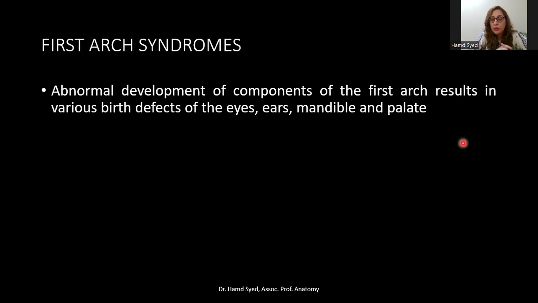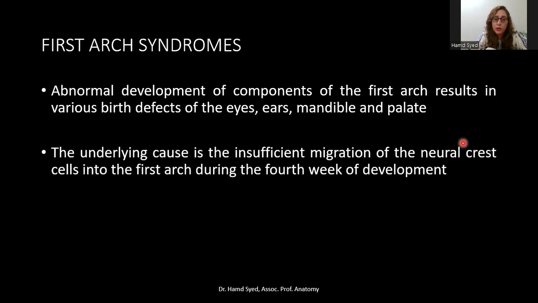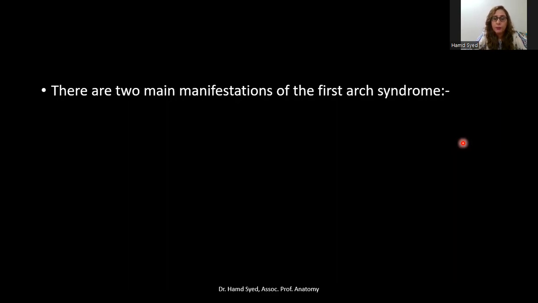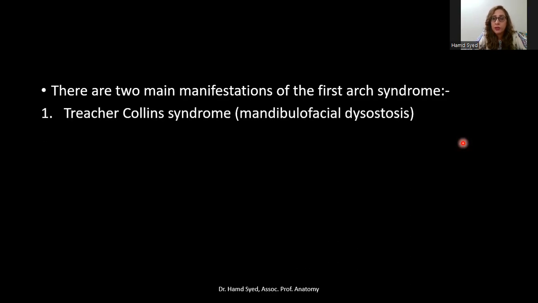There could be abnormalities in the craniofacial region, but because the underlying cause is, remember, an abnormal migration of neural crest cells, therefore other parts of the body can also be affected. There are two main manifestations of first arch syndrome which you need to be familiar with. The first is the Treacher-Collins syndrome, and the other one is the Pierre-Robin sequence.